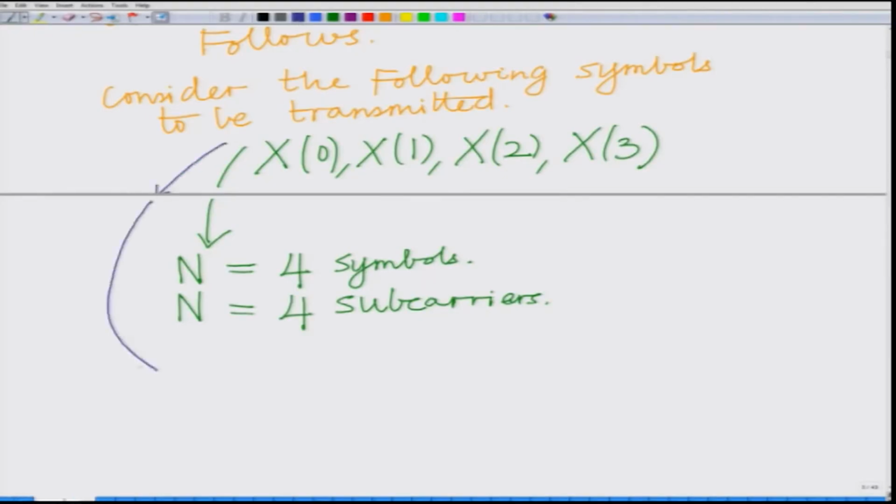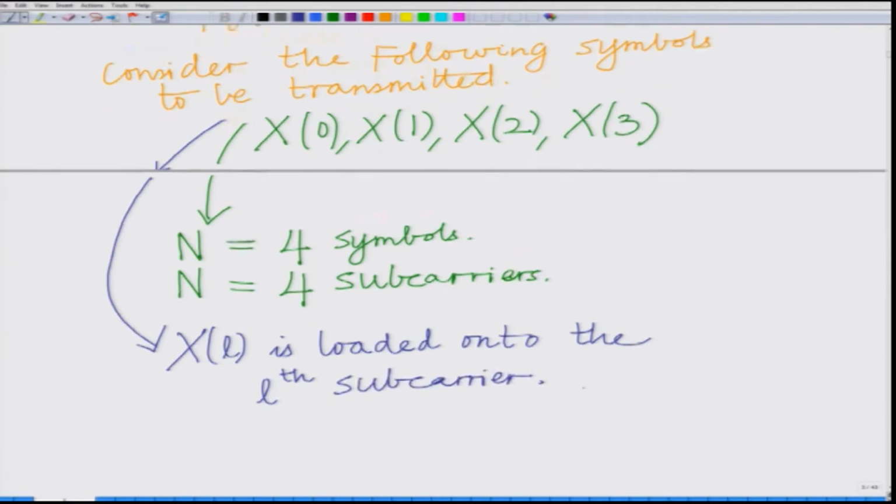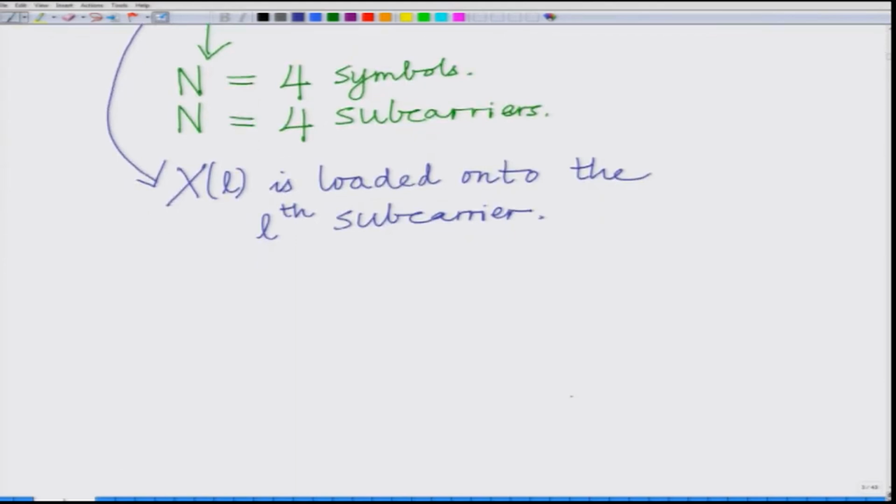We say that these N symbols are loaded onto the N subcarriers, that is, capital X0 is loaded onto subcarrier 0, capital X1 is loaded onto subcarrier 1, and so on. Let us clarify this also: capital XL is loaded onto the Lth subcarrier. There are 4 symbols, they are loaded onto the 4 subcarriers. And so, in a general scenario, you have capital N symbols and they are loaded onto the capital N subcarriers.